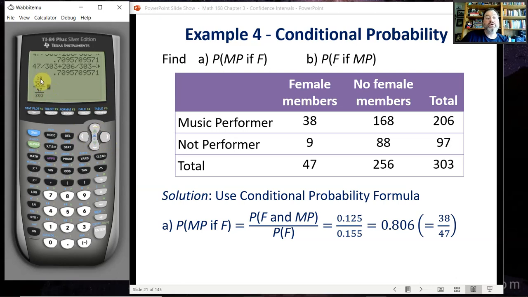So you can also see that the rules of dividing by fractions tell us this should be 38 out of 303 over 47 out of 303. Right, because it's flip and multiply. When you multiply, the 303's cancel, you'll get 38 out of 47. Right? But look at what happened here. The calculator tells us it's 0.809. Why does this say 0.806? Take a second and think about it.